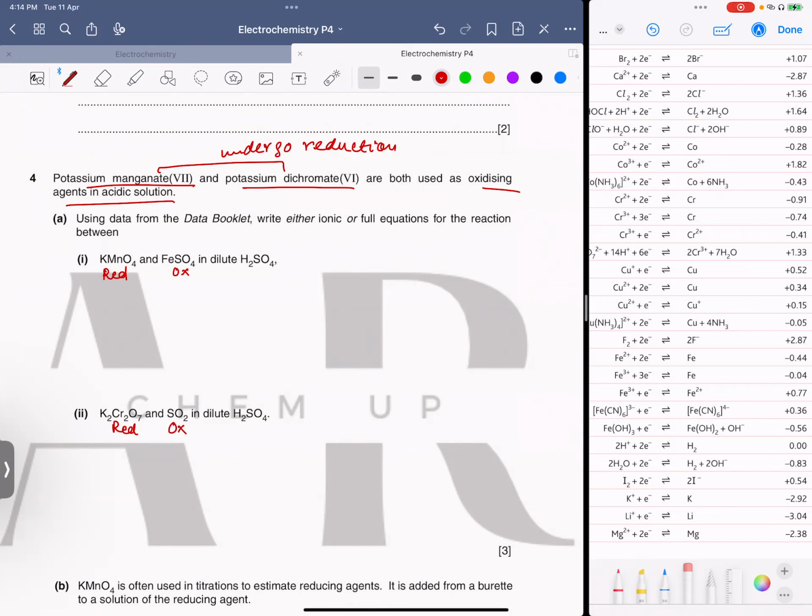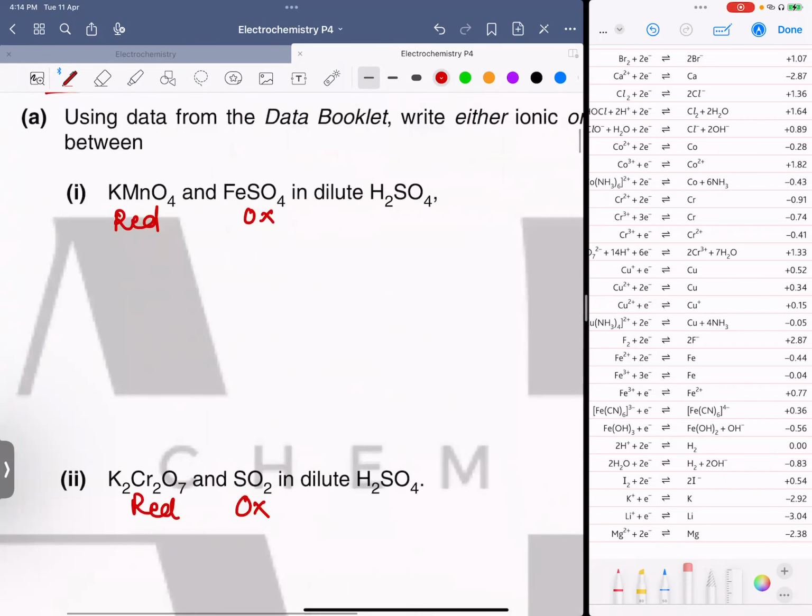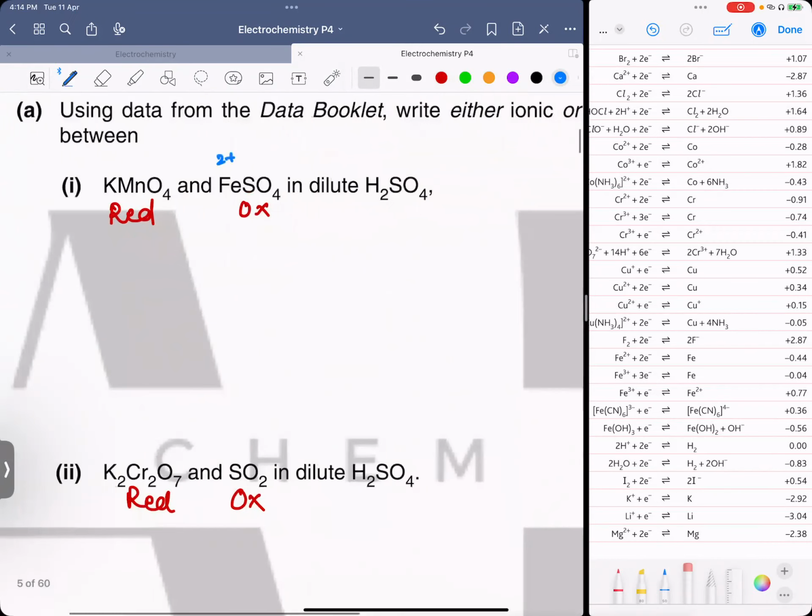Yes, sir. Yes. Okay. Now, so, okay, Sania, you have sent me, let me check. So if you look over here, that iron has a 2 positive oxidation number. You didn't make the net equation, Sania.